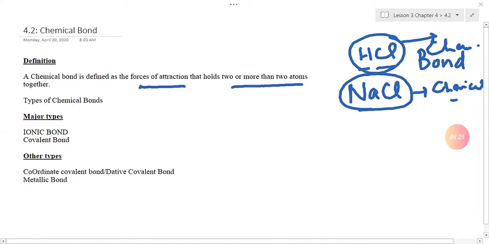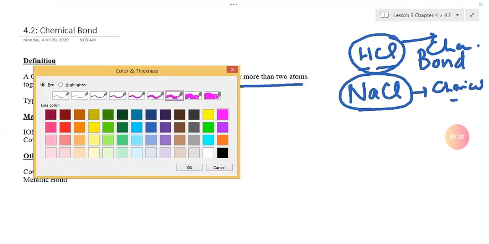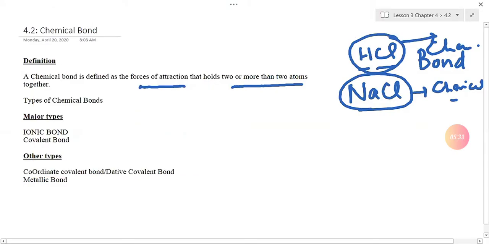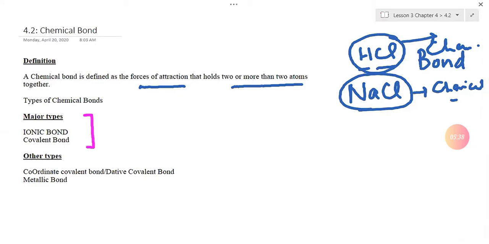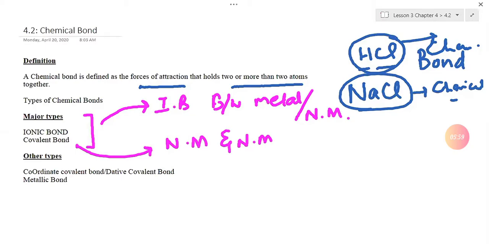There are two major types of bonds, and other types are also there. Major types are ionic bond and covalent bond. Ionic bond actually is between metals and non-metals. If attractive forces hold together a metal and a non-metal, the bond is ionic, and if non-metals are held together, then that is a covalent bond.